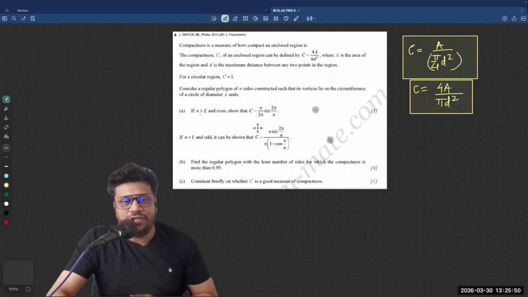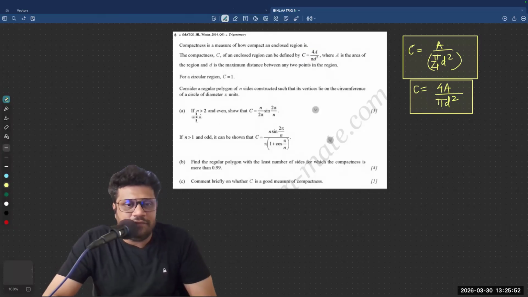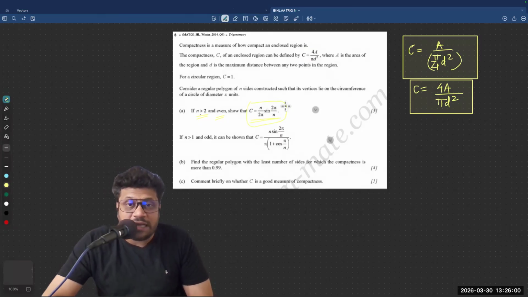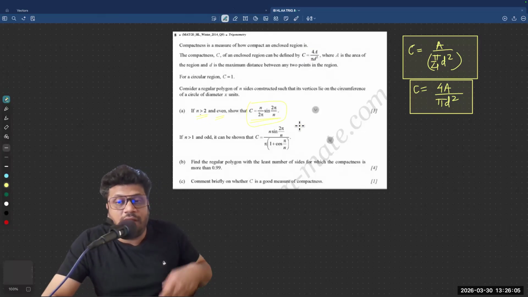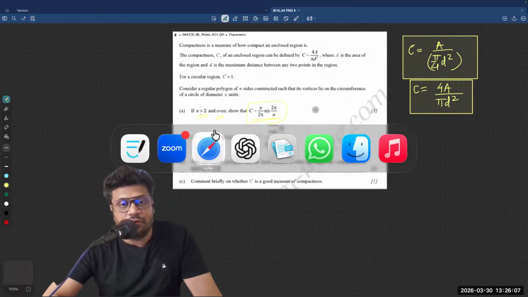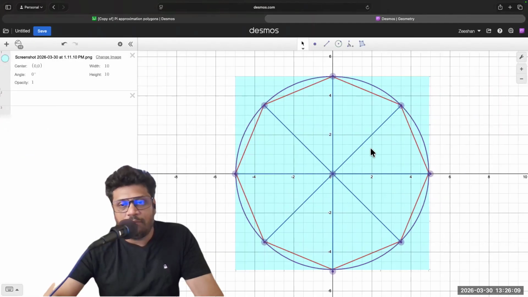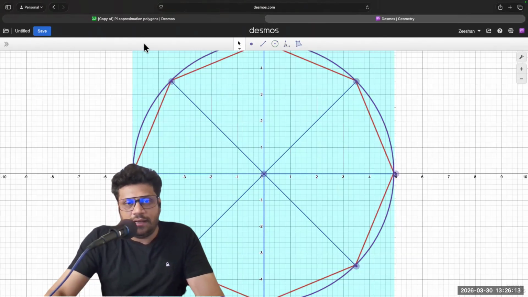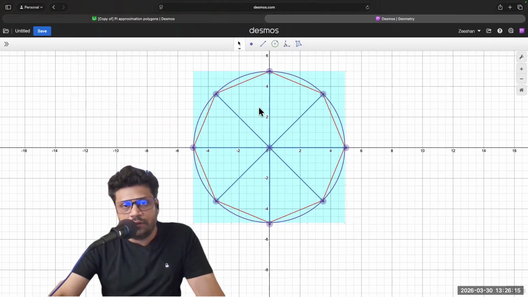And then they say show that if n is greater than 2 and even, the compactness is given by that formula. So we're going to have to figure out the general expression of compactness for n-sided polygons. For that, we're going to have to draw a diagram. So let's look at the diagram where we actually have an n-sided polygon. There it is.